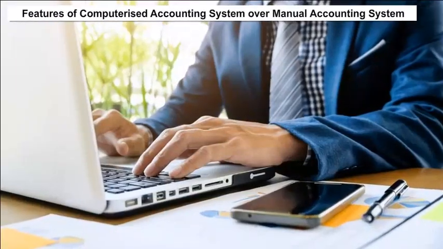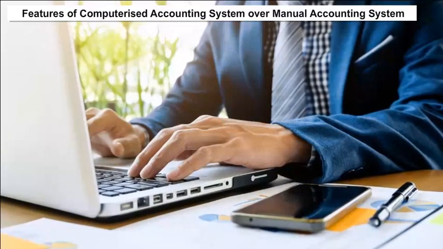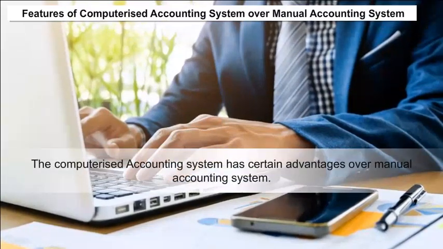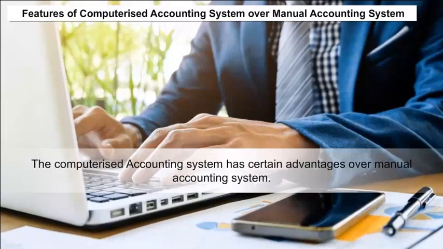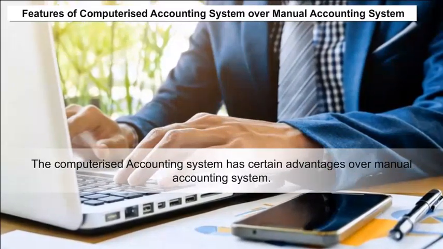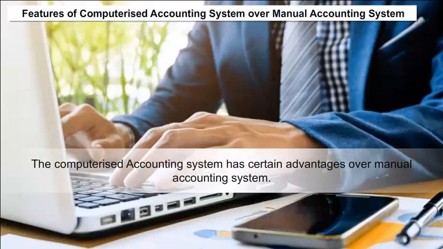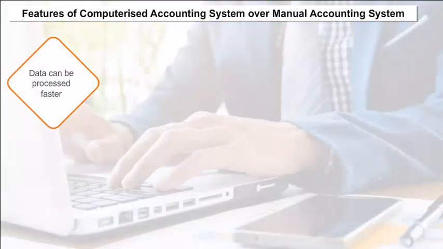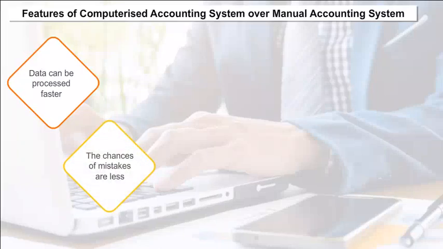Features of computerized accounting system over manual accounting system. The computerized accounting system has certain advantages over manual accounting system, which are as follows. Accounting data is processed faster in computerized accounting as compared to manual accounting, as computers can perform tasks at a faster speed. The chances of mistakes are less as primary data is entered once for all processes in preparing accounting reports.